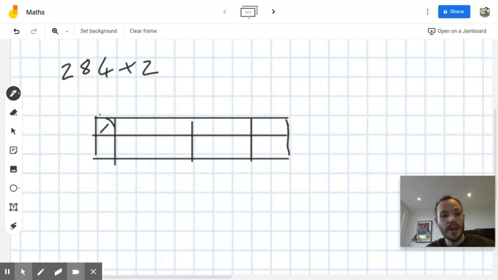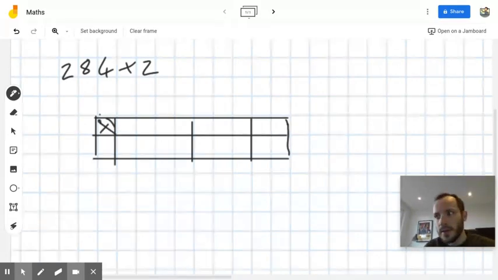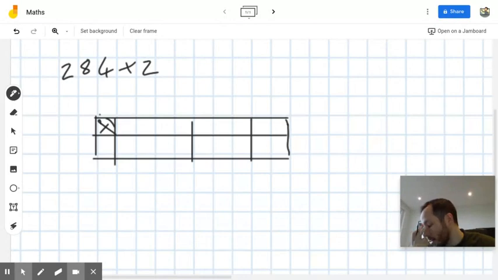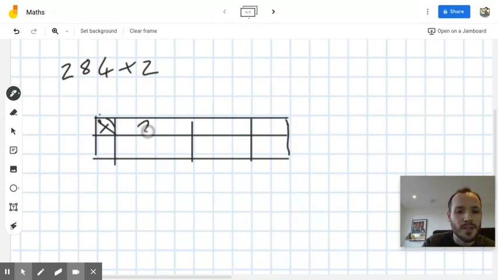Remember, you can do your working out on paper, you can do your working out in your books, you can do your working out on Jamboard or on Canvas. It's really important that you do your working out though, children, because otherwise you might make mistakes. So I'm going to partition it to 200, 80 and 4, and I'm timesing it all by 2.